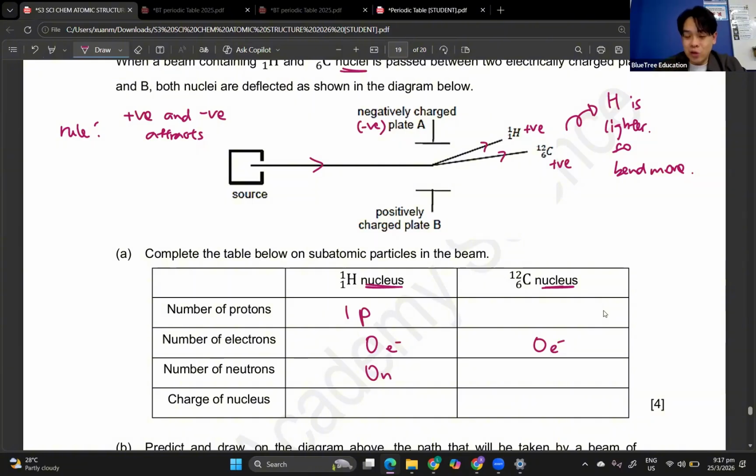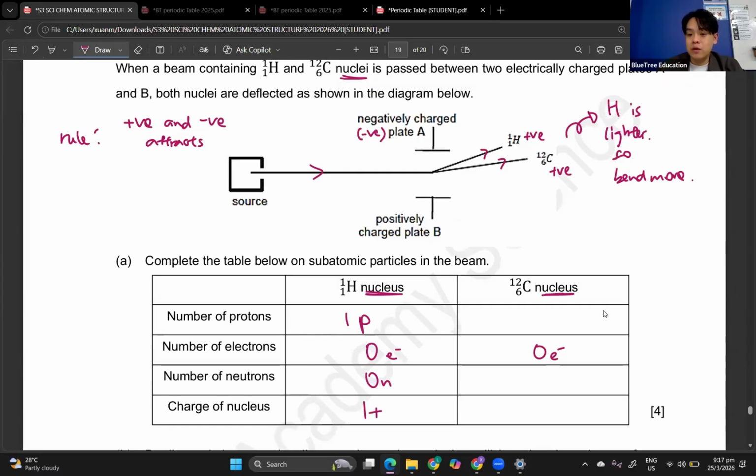Please know that normal hydrogen has 0 neutrons. It only has 1 proton, which is why the mass of hydrogen is considered 1. Next, for the charge here, it's 1 plus, because it's 1 proton. Next, for the carbon, how many protons do we have? We have 6 protons, which already means that it's 6 plus, by the way. Then how many neutrons? We have 6 neutrons also. What is the charge of the nucleus? 6 plus, because there are 0 electrons.